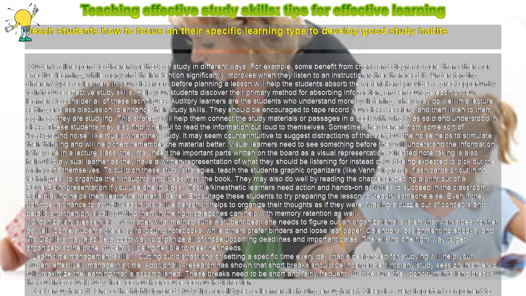Visual learners need to see something before they will understand the information. If they are in a lecture class, they may need the important parts written on the board as a visual representation. Directed note-taking is also helpful to a visual learner as they have a written representation of what they should be listening for instead of just being expected to pick out the main parts themselves.